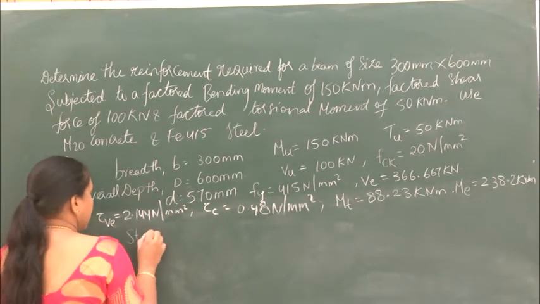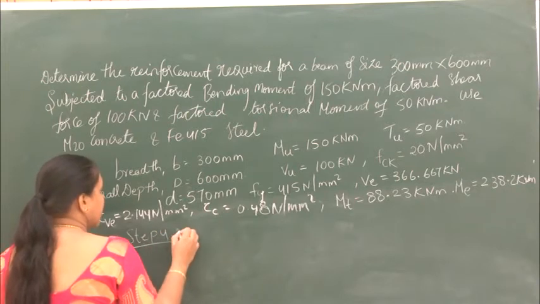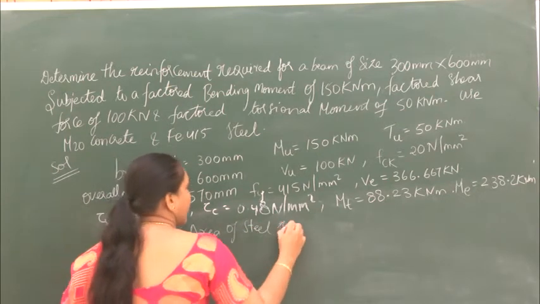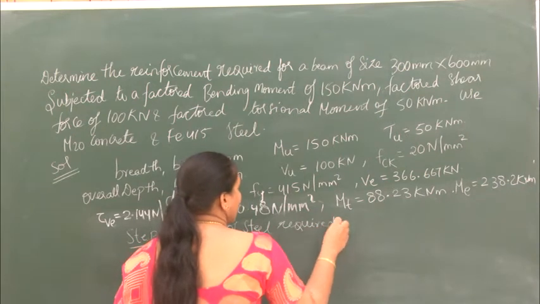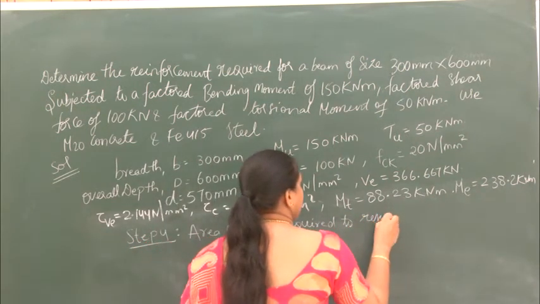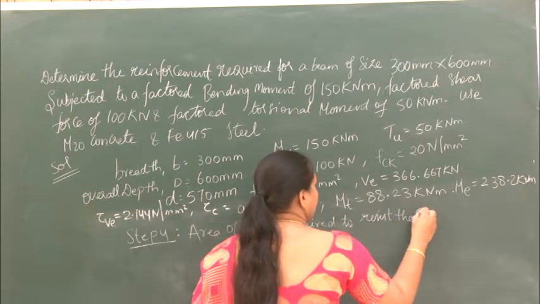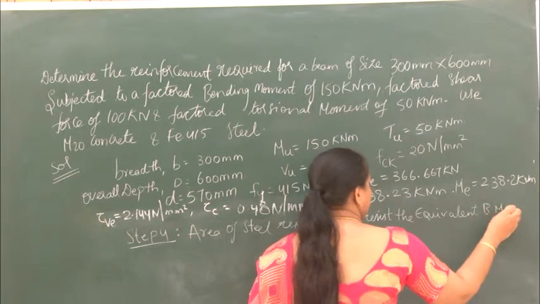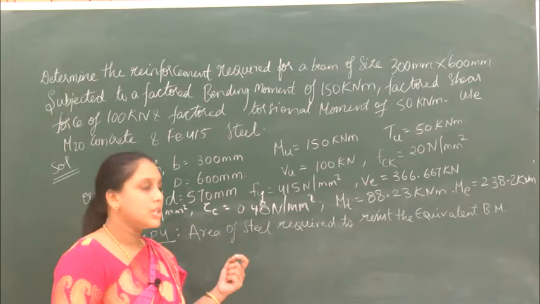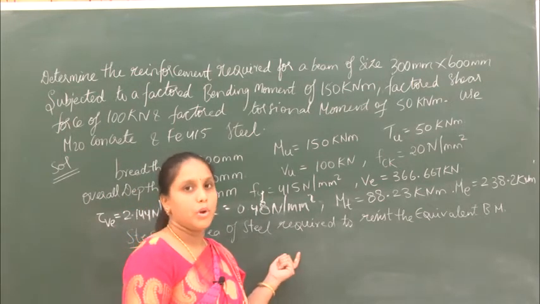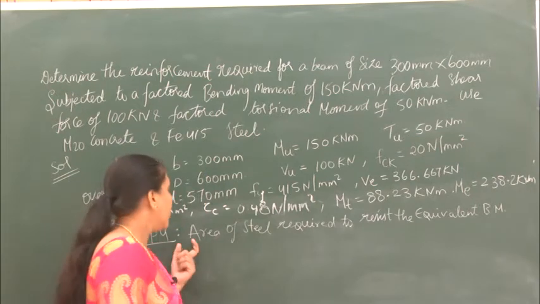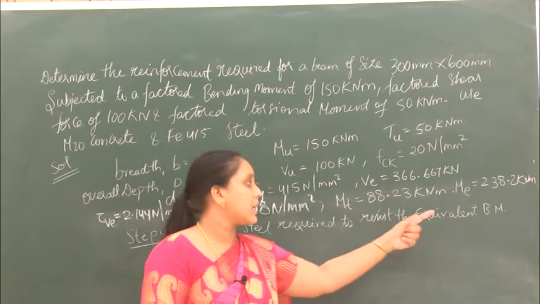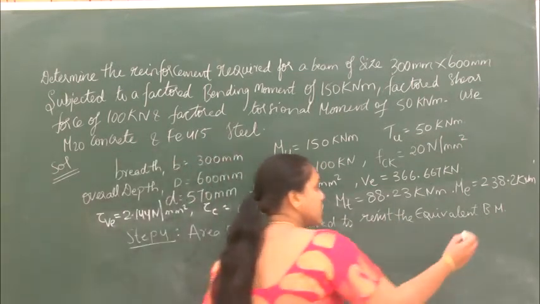So step 4 is to calculate the area of steel required to resist the equivalent bending moment. Why? Because MT is less than Mu, we have got the condition that MT is less than Mu. So the longitudinal reinforcement is to be provided to resist this particular equivalent bending moment, which is ME.